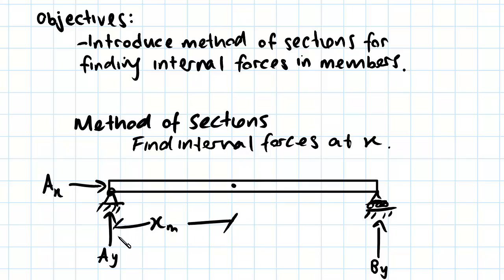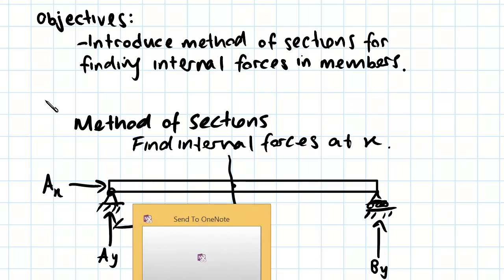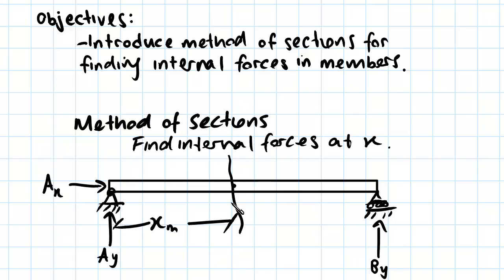And the method of sections basically allows us to cut the beam at this point. So we draw a cut in it there, and we're allowed to separate this beam, and then we can draw in our internal forces and use equilibrium equations to solve for those internal forces.